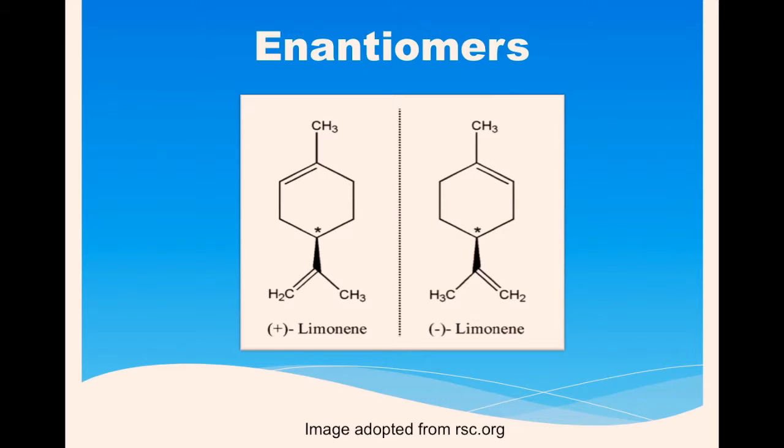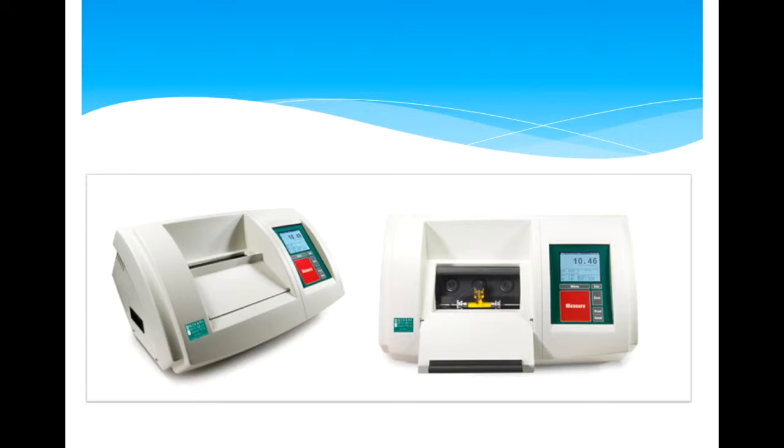Enantiomers are structures that are mirror images and non-superimposable. They have identical physical properties such as solubility, boiling point, melting point, IR spectra, and NMR spectra, except for chiral interactions and optical rotation. Therefore, in order to distinguish between the two enantiomers of a compound, we have to measure their optical rotation using polarimetry.